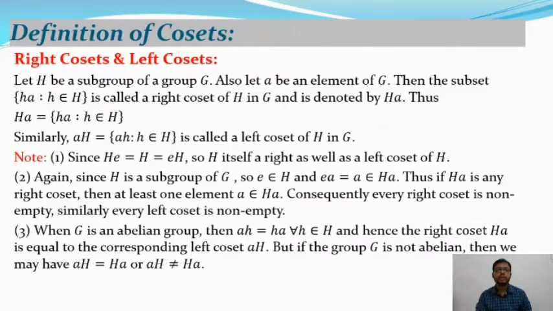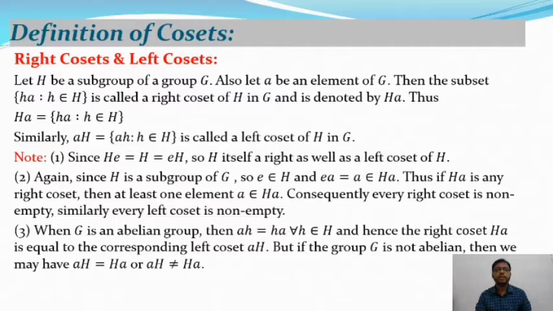And after that, we will take one more point on coset. When G is an abelian group, then ah is equal to ha for all h belongs to H, where a is an element in G, and hence the right coset Ha is equal to the corresponding left coset aH. Okay, so when G is an abelian group, then Ha and aH both are equal. But if the group G is not abelian, then we may have aH equal to Ha or aH not equal to Ha.